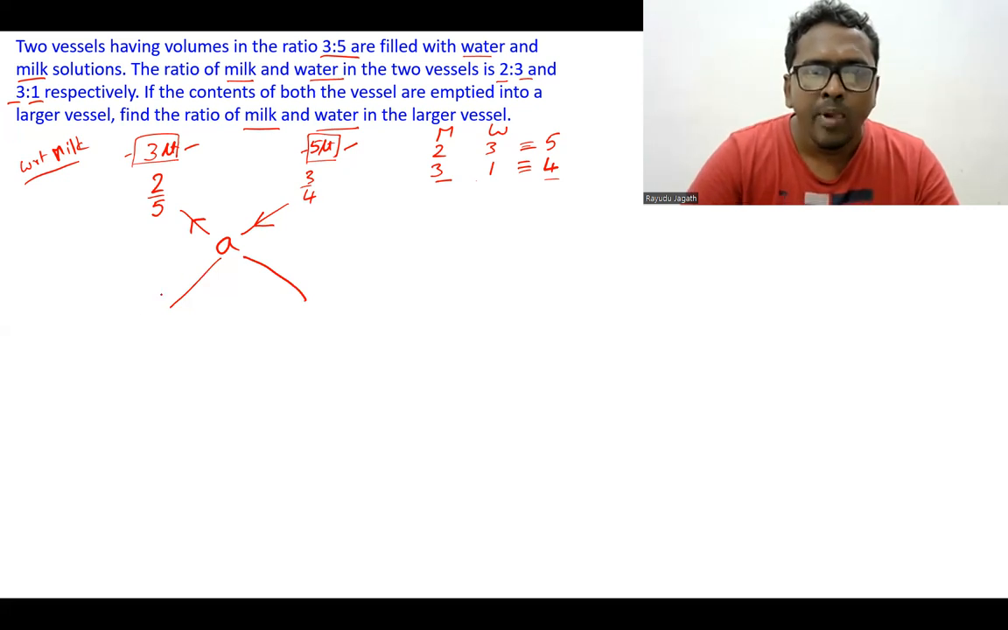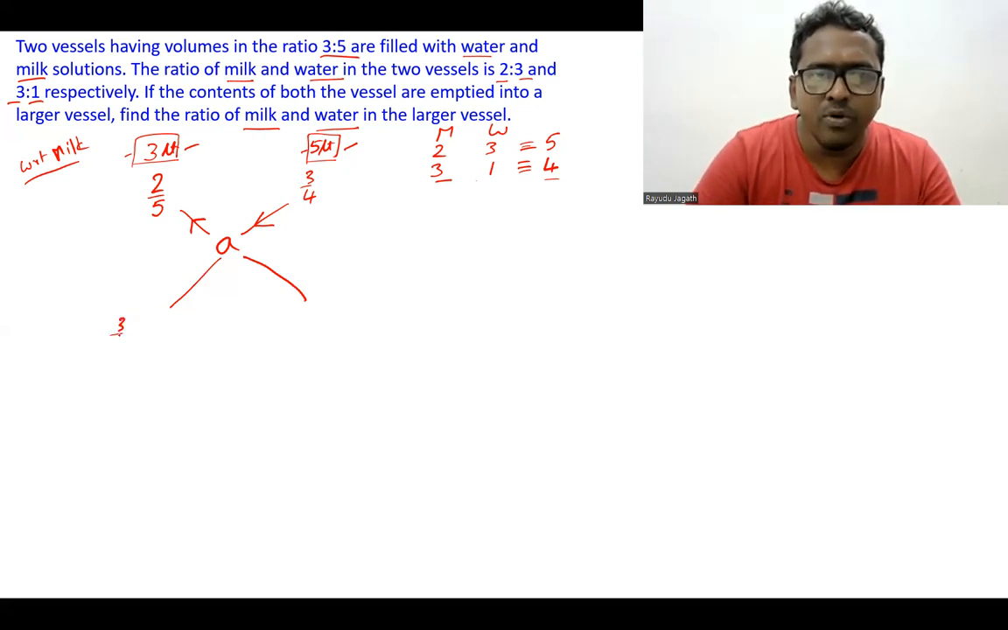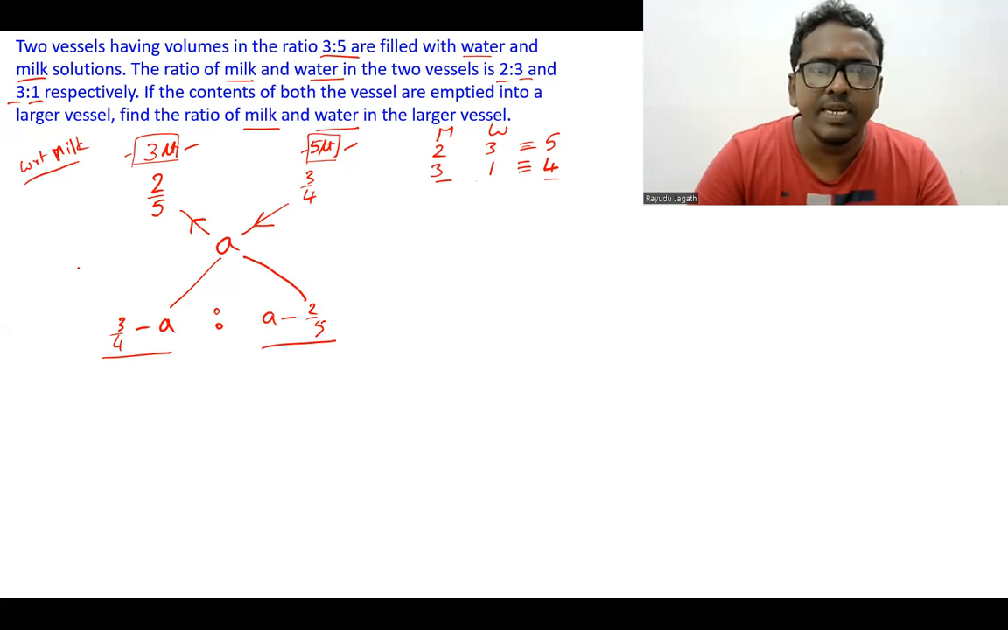Now we write towards left hand side, 3/4 minus A is to A minus 2/5, which is having the exact ratio to that of their weights. What is the weight corresponding to left side part? 3 liters. So I write 3 liters here. What is the weight corresponding to right hand side? 5 liters. Therefore, I write 5 liters here. So this can be quickly answered.